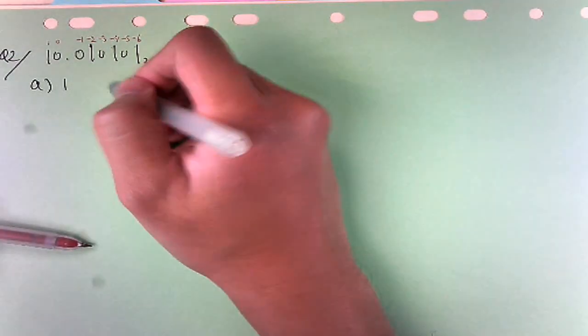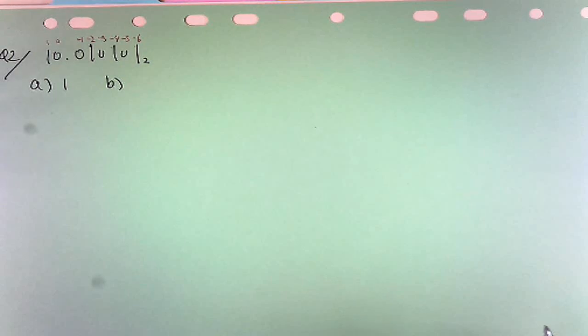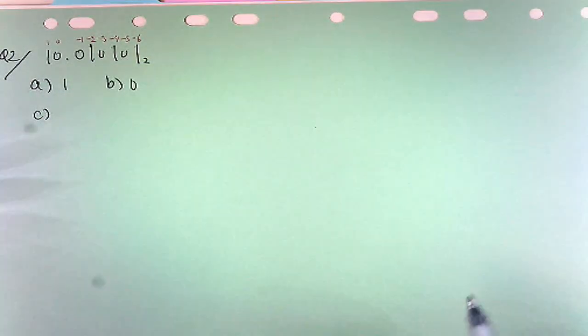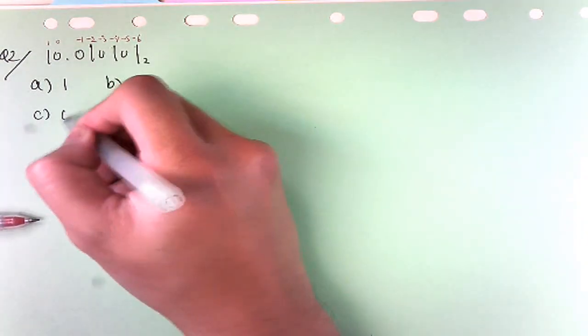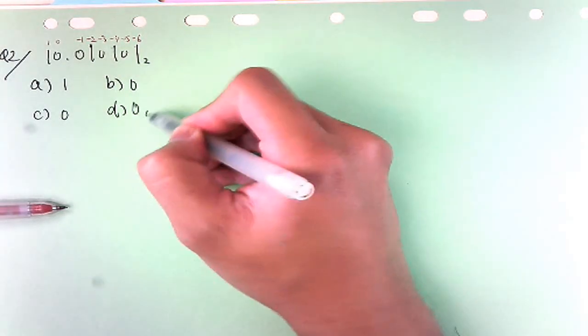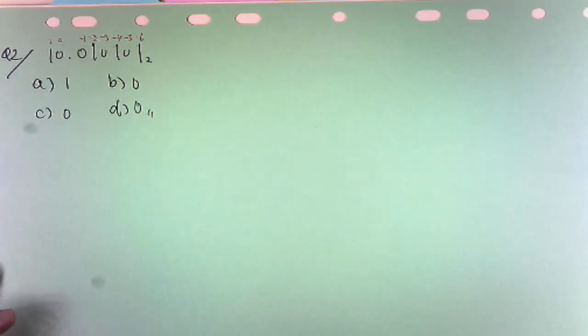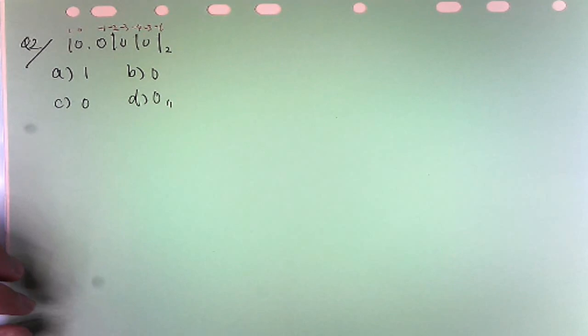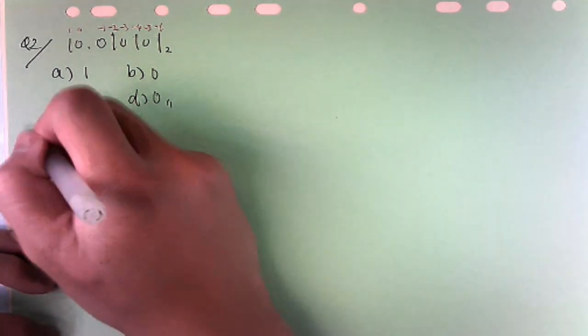Understand? So B, you have to write down the digit with the place value 2 to the power minus 3, which is actually here, right? This 0, you write down 0, finish. The same, the digit with place value 2 to the power minus 1 is actually 0, right? And then D, 2 to the power minus 5, it is actually here, also 0. Okay, then we are done. Understand? So go to number 3.